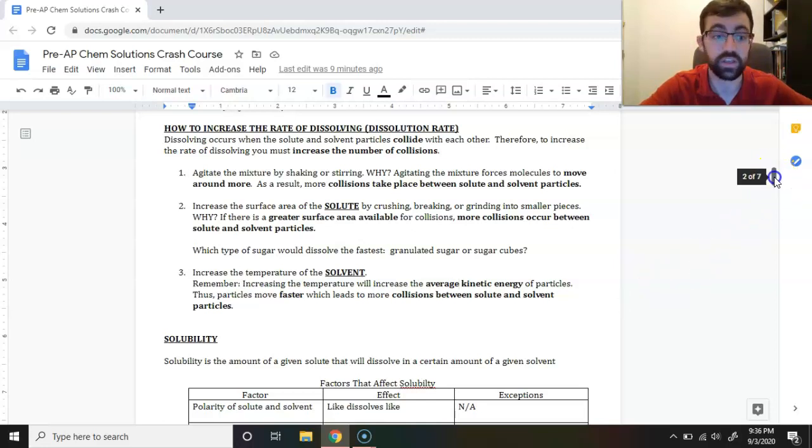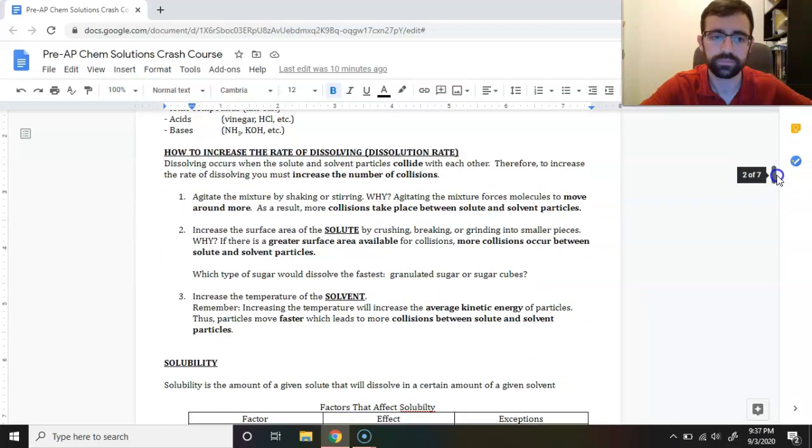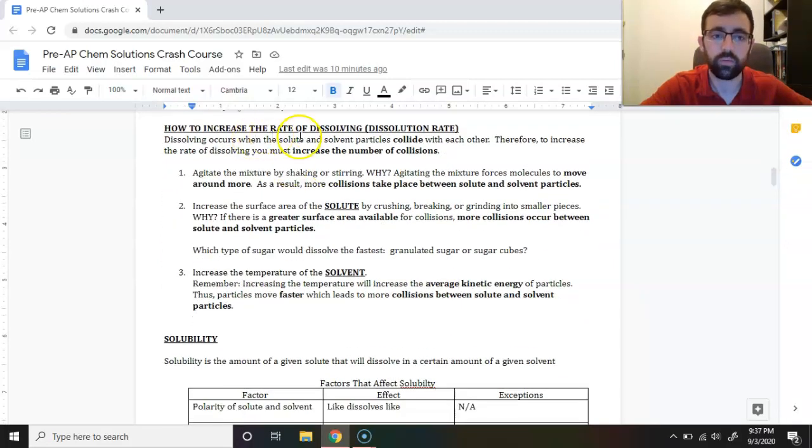All right, let's look at solubility. That's different. Let me back up just a little bit. That's different than rate of dissolving. Rate of dissolving is how fast something dissolves. Solubility is how much will dissolve. So if I want to dissolve more of something, I've got to change something that is different, okay?